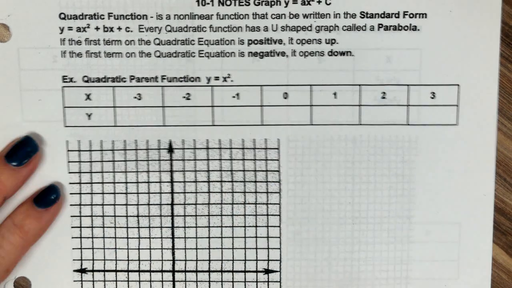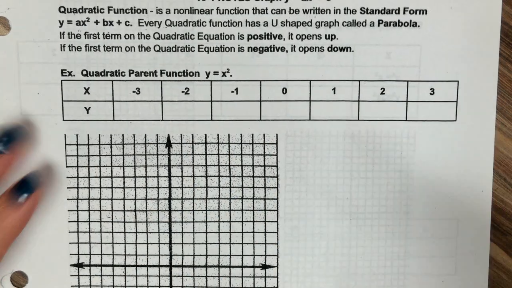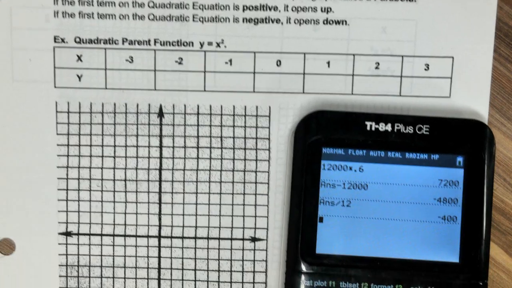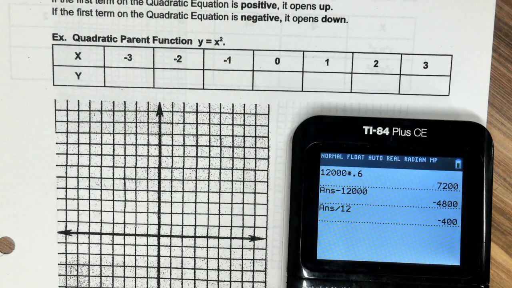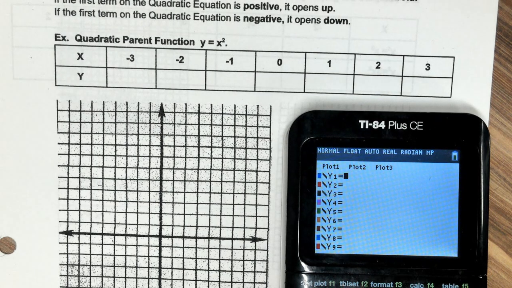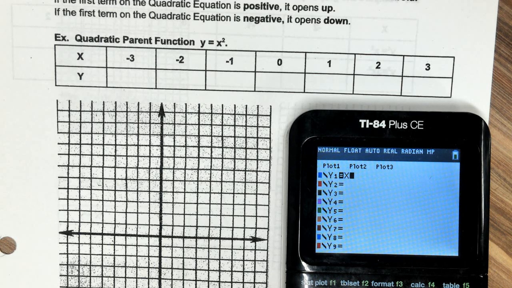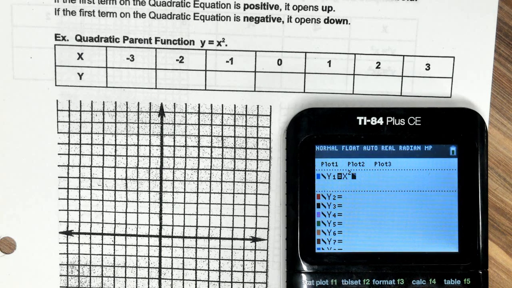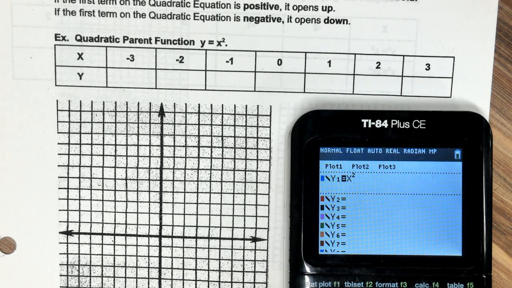It says if you have a quadratic parent function, y equals x squared, so the bx and the c are 0, what would this table be filled in? So where can I go in my calculator? y equals. Guys, they give you the equation, you go to y equals. So you're going to type in y equals x squared. Where am I going to go to see the table? Second. Find the word table, guys.